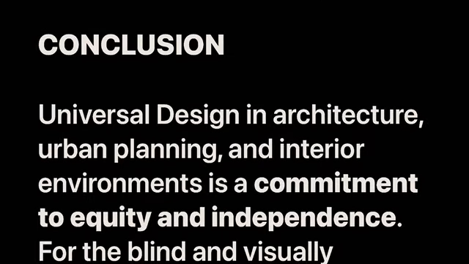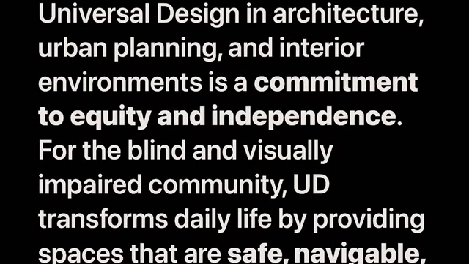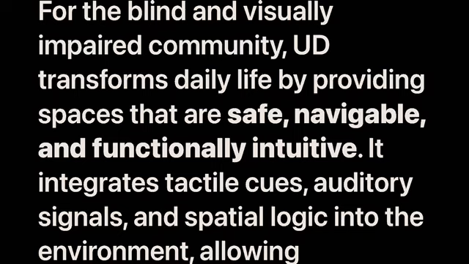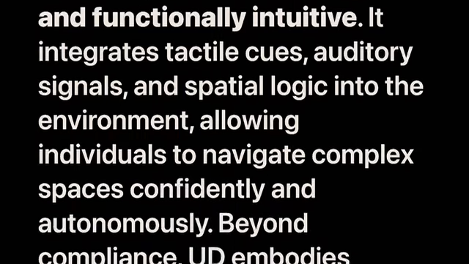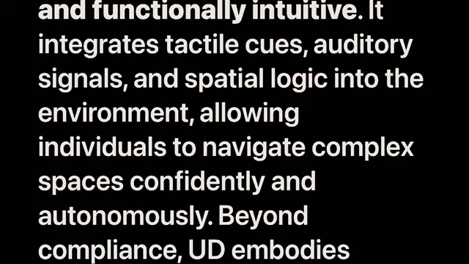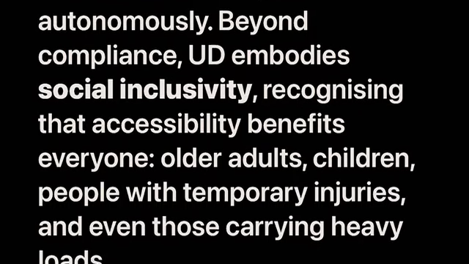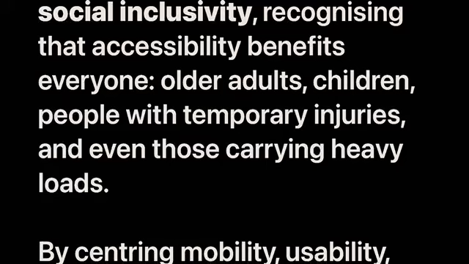Conclusion. Universal design in architecture, urban planning, and interior environments is a commitment to equity and independence. For the blind and visually impaired community, UD transforms daily life by providing spaces that are safe, navigable, and functionally intuitive. It integrates tactile cues, auditory signals, and spatial logic into the environment, allowing individuals to navigate complex spaces confidently and autonomously. Beyond compliance, UD embodies social inclusivity, recognizing that accessibility benefits everyone: older adults, children, people with temporary injuries, and even those carrying heavy loads.